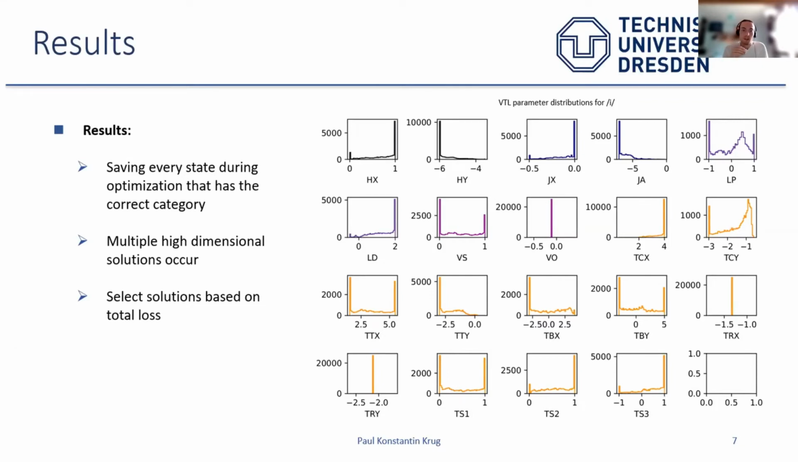What I did here is I looked at the total loss, and then I selected solutions just based on this error. But it's something for future work to actually make use of these articulatory distributions and maybe find more plausible solutions. But based on the total loss, I selected a few samples that I wanted to test in a perception experiment.